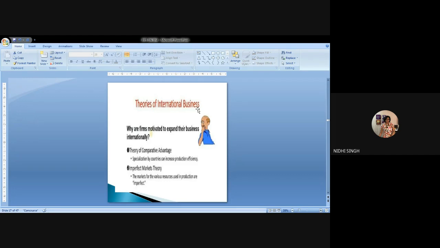Now the other theory was absolute advantage theory. Absolute advantage theory क्या कहती थी?